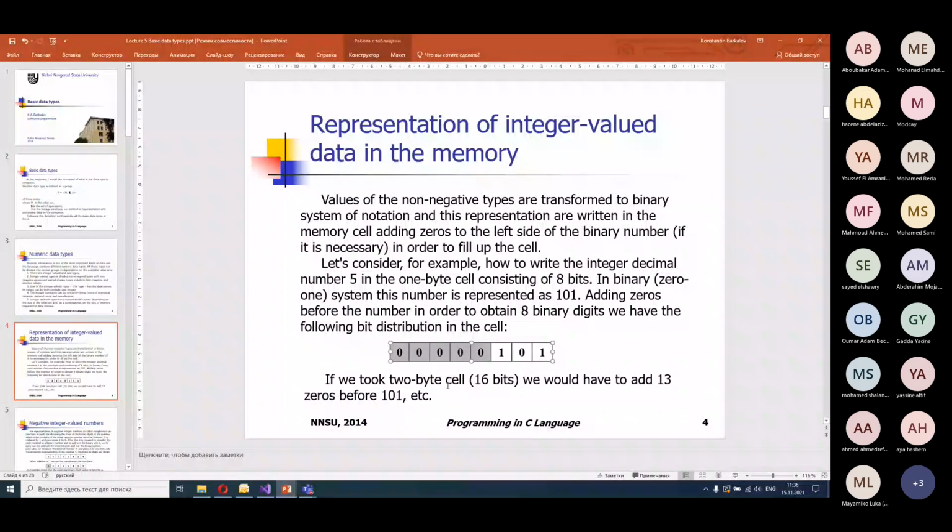Well, I have a question to you. Suppose that we consider 1 byte, a 1 byte cell, 8 bits, 8 binary digits. What is the largest number in the binary system that we can write, that we can store in 1 byte? What is the largest number?